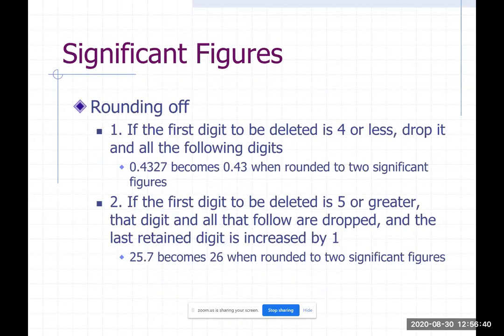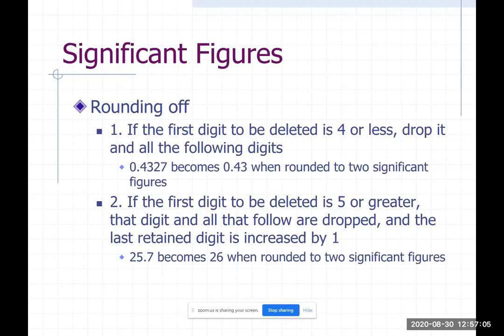In terms of rounding off, these are the same rules that you learned early in elementary school. If the first digit to be deleted is 4 or less, then you drop it and all of the following digits. If the first digit to be deleted is 5 or greater, then that digit and all that follow are dropped, and the last retained digit is going to be increased by 1. So let's look at a couple of examples.